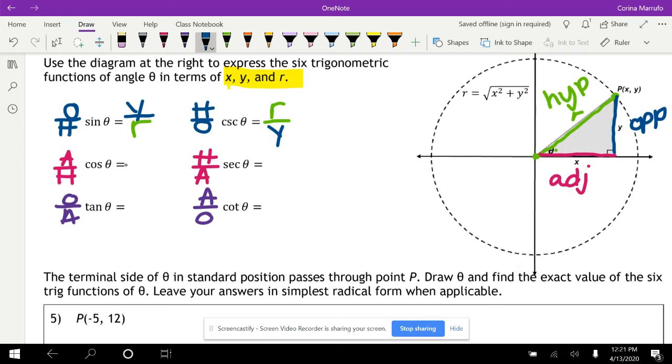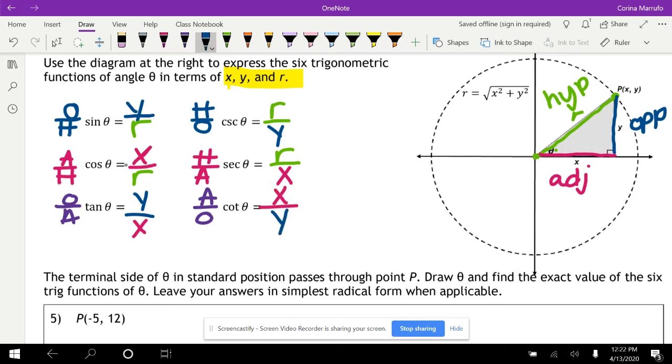Okay. And for cosine, it's going to be adjacent over hypotenuse, which is our x value over the hypotenuse. The hypotenuse here, we have it as r, the radius. And then for secant, we're going to flip that around and it becomes r over your x value. All right, and then for the next one, our tangent is opposite over adjacent, and our opposite is considered our y value, and our adjacent is considered our x value. And so for cotangent, we're going to flip that around, x over y.